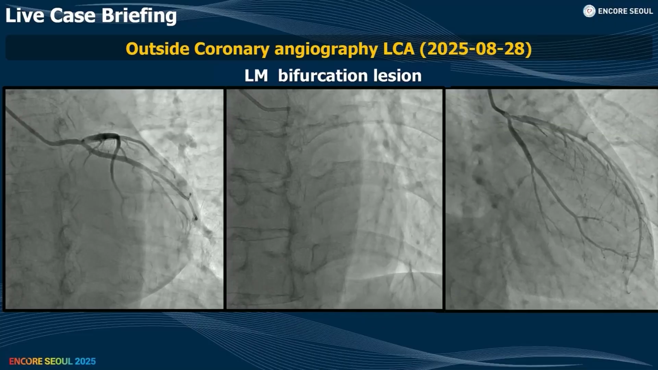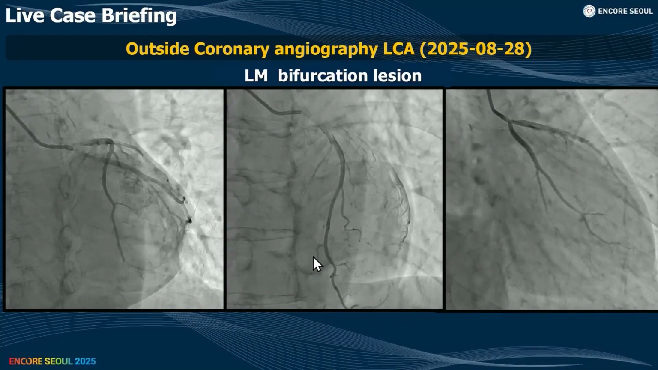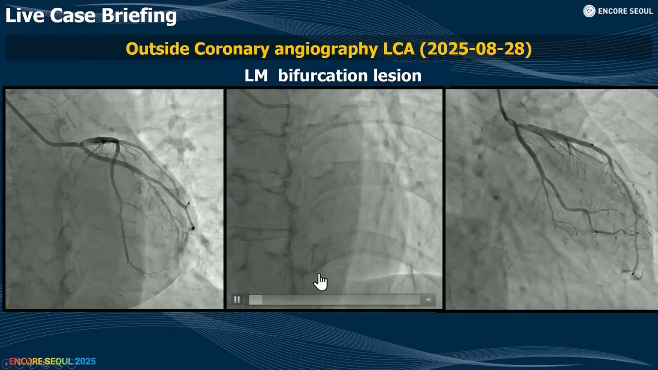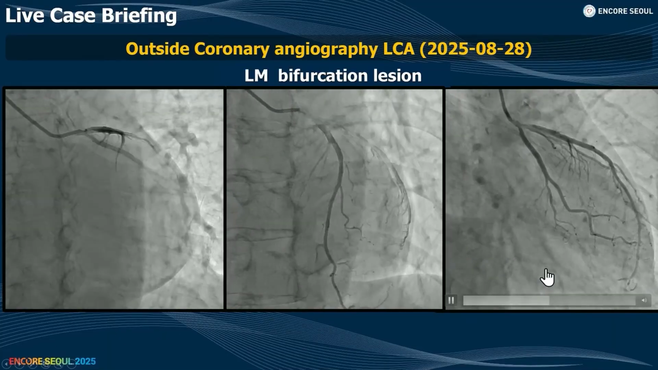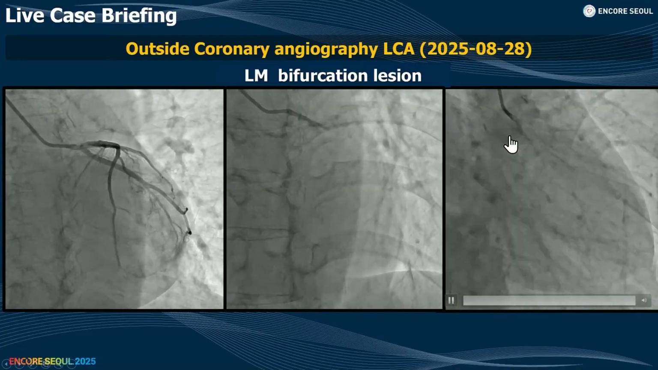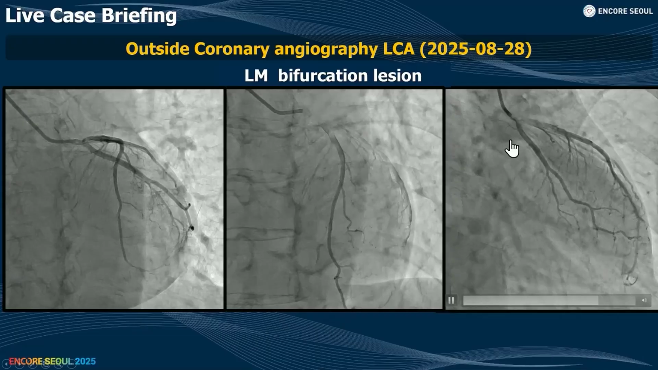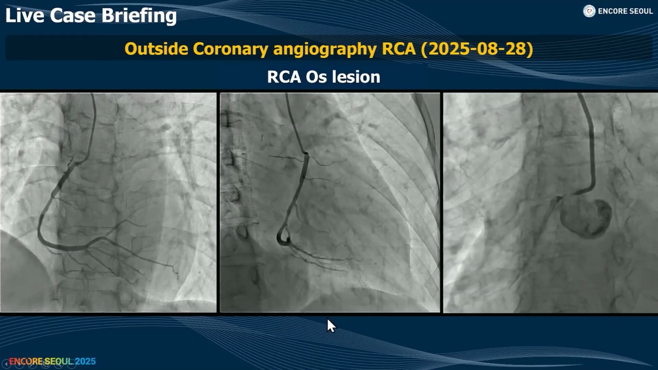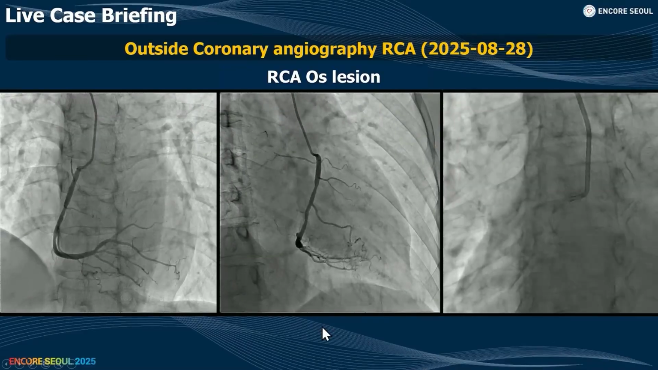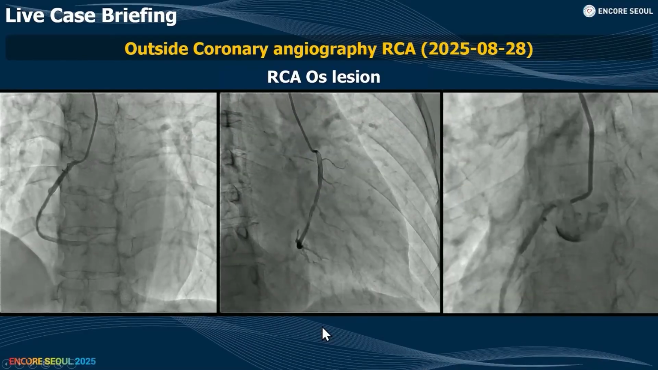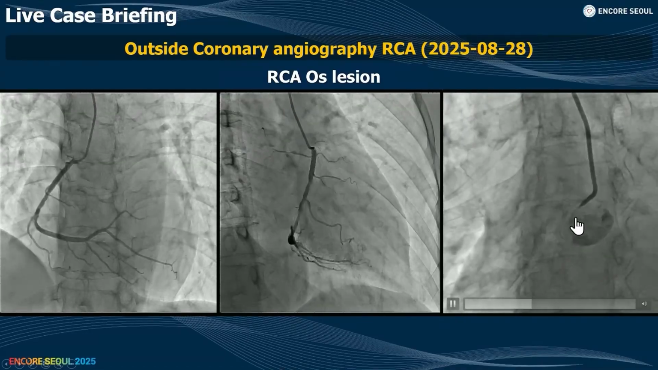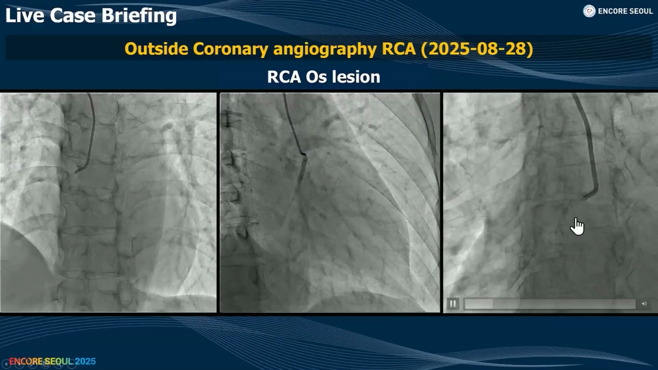So in the middle panel, you can see some stenotic lesion in distal left main. And on the right panel, it's somewhat vague, but we can see some stenotic lesion in LAD ostium. Okay, next slide, please. In the case of right coronary artery, there is no significant stenosis, but in the final stage of diagnostic angiogram, on the right panel, you can see some severe stenosis at LCA ostium.